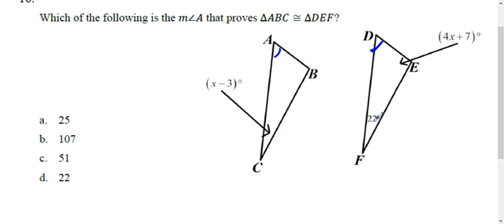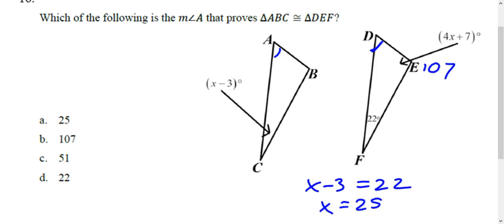So if x minus 3 has to equal 22, that means x equals 25. That's not what the question asks, though. So then we plug in 25 for x to figure out what this angle is up here. 100 plus 7 is 107.